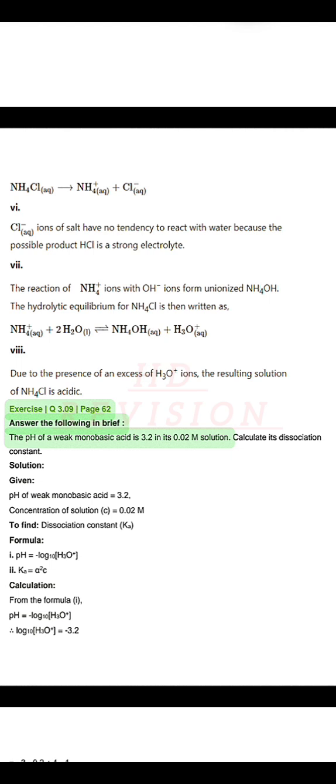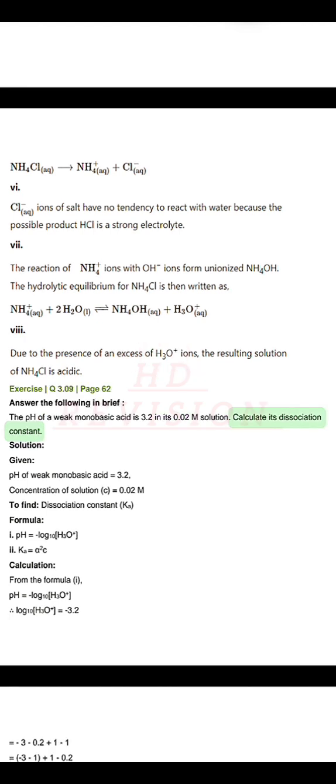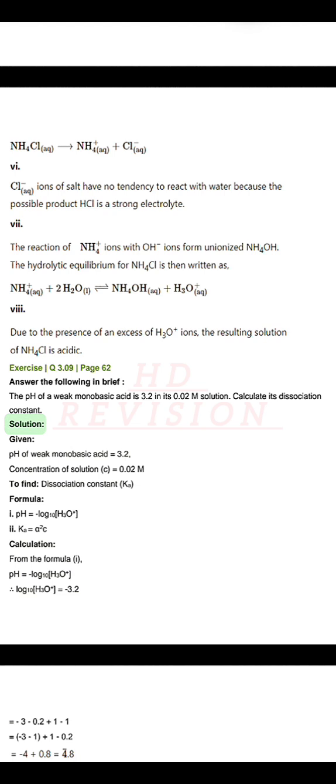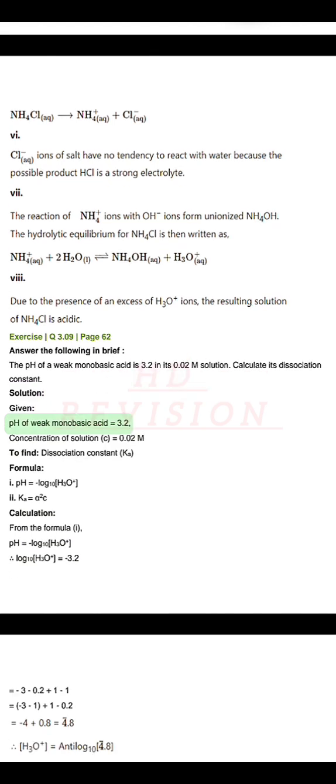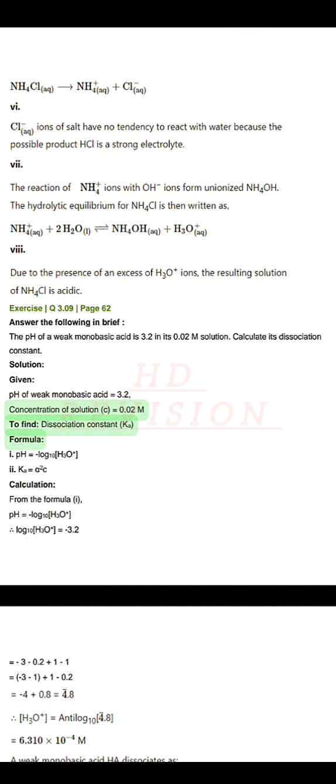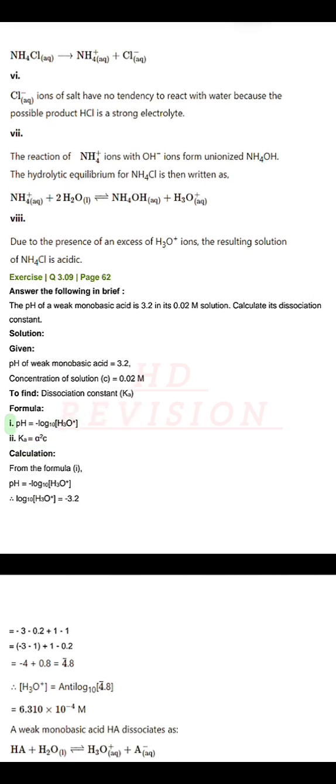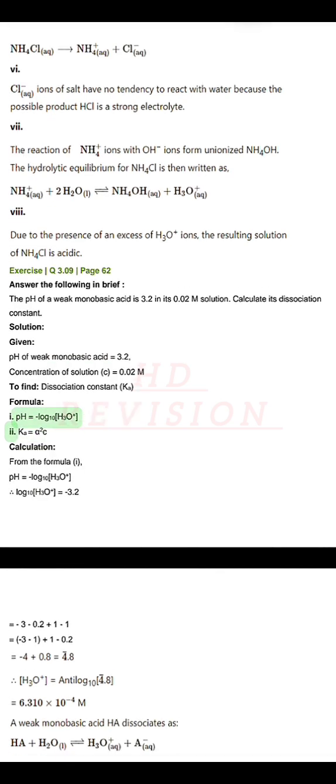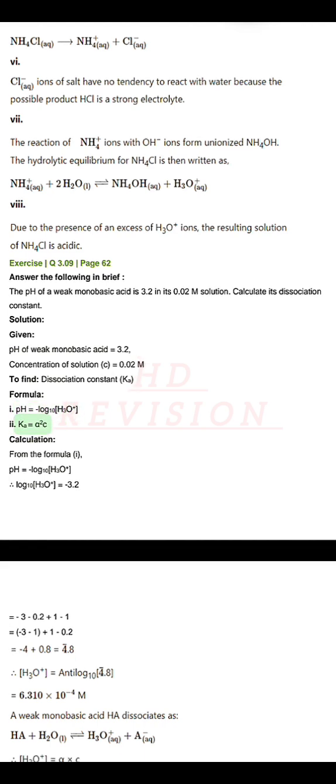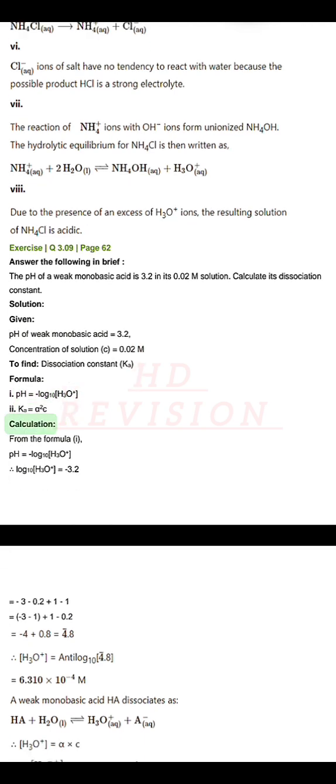Exercise Q3.09, page 62. Answer the following in brief. The pH of a weak monobasic acid is 3.2 in its 0.02 M solution. Calculate its dissociation constant. Solution. Given: pH of weak monobasic acid equals 3.2, concentration of solution C equals 0.02 M. Find: dissociation constant Ka. Formulae: I. pH equals minus log10 [H3O+]. II. Ka equals alpha squared times C. Calculation.